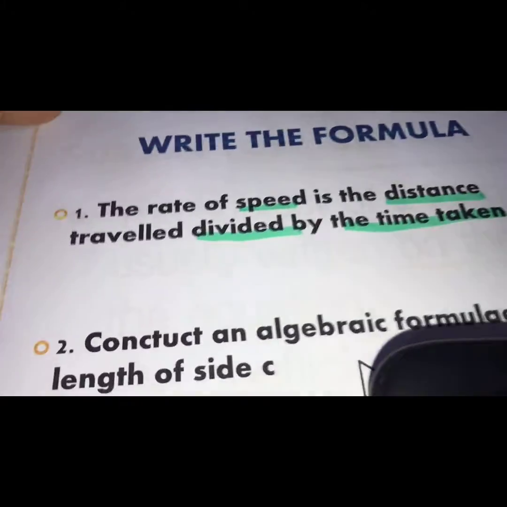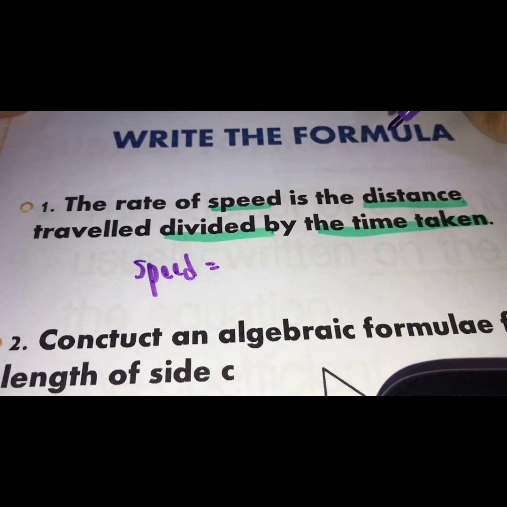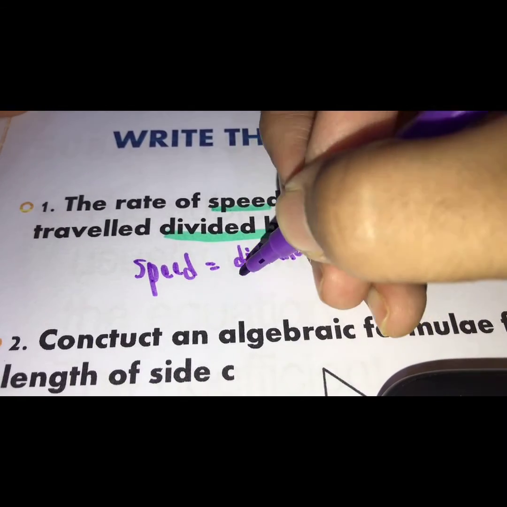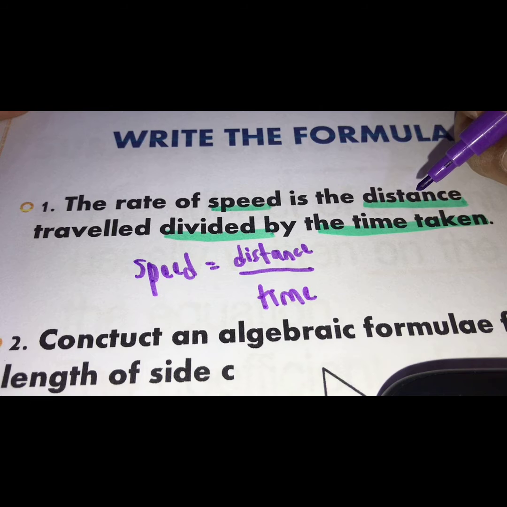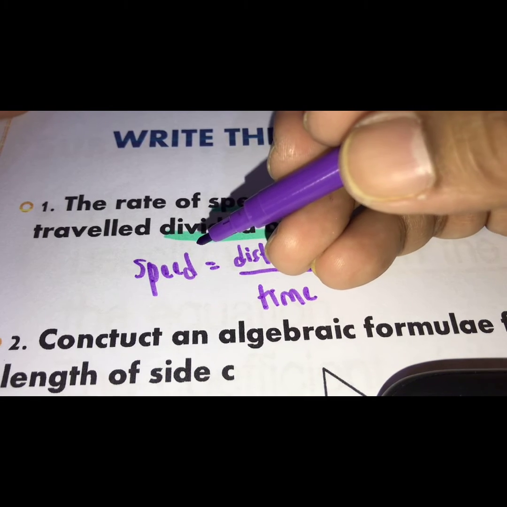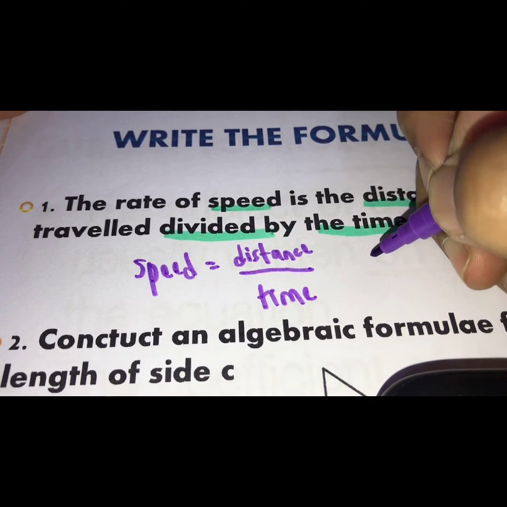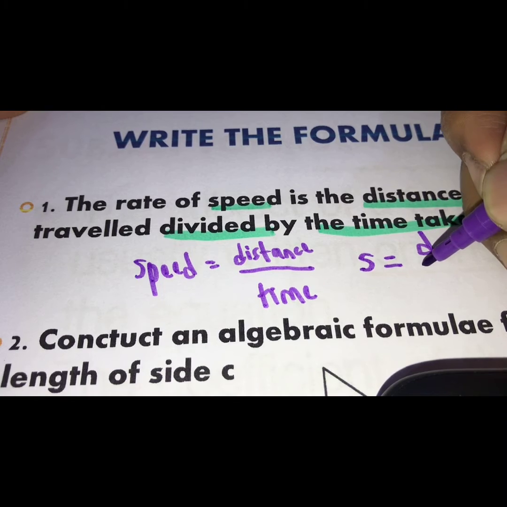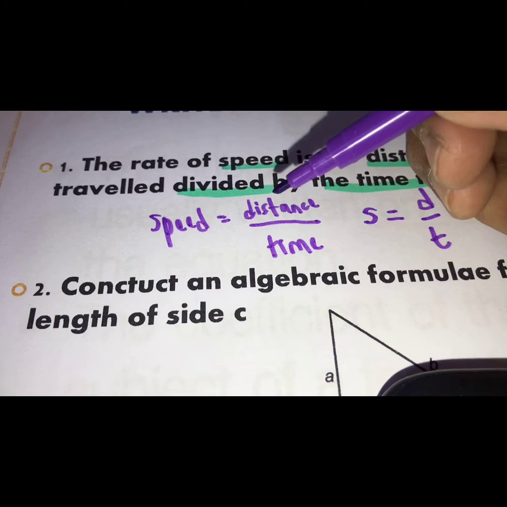You know from the words, the rate of speed, that means speed equals distance traveled, that means distance, divided by time. If you want to write the formula, you can use the short form, so you can use letters only. You don't need to write speed equals distance divided by time. You just write s to refer to speed, equals d for distance, over time t. This is how to write the formula. Understand the words, then you can write the formula.